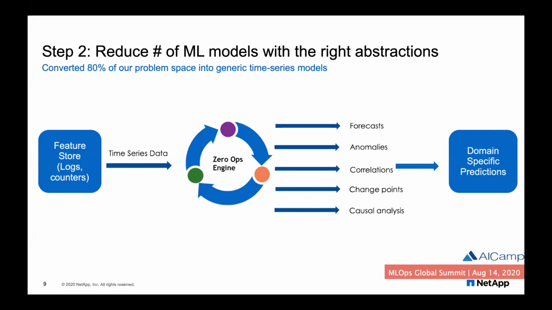So all of these things we extract from our feature store. We convert everything to numbers, a vector of numbers. We pass it to the zero ops engine that can then produce these 5 primitives, model these 5 primitives, and then we can reconvert that into domain-specific predictions. And so this has been a huge boon for us, a really small team that is building this core engine.